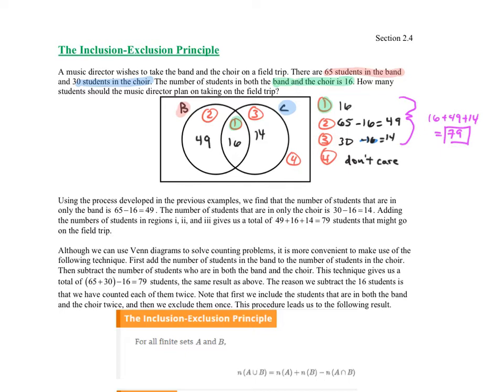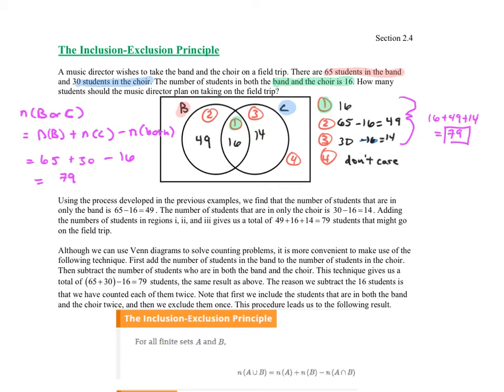Here's what it boils down to. If we want to find the number of people in the band or choir, or here being one or the other or both, that's going to be equal to the number of people in band plus the number of people in choir. That's the 65 plus the 30. The 65 are in band, the 30 are in choir. But the problem is we double counted region 1, so minus the ones that are in both. So we double counted those 16 students, so we need to subtract those off. That would give us our 79 as we desire.